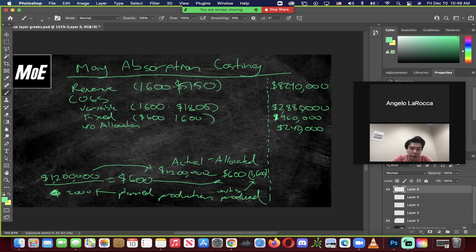And just to let you know, if you do actual minus allocated and get a negative number here, let's say negative 500,000, then a double negative makes a positive, so that would actually be added towards revenue, just as a heads up, okay? So we do that. And we are really speed running right now. This is gross margin here. 8,240,000 minus 2,880,000 minus 960,000 minus 240,000.